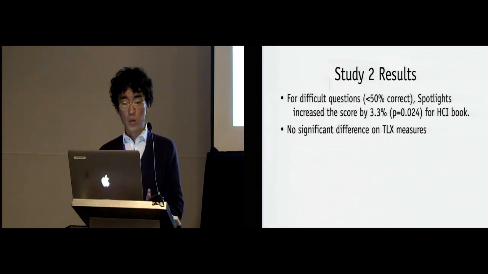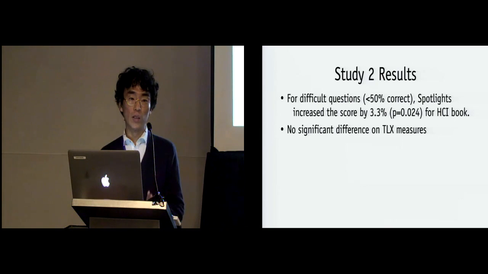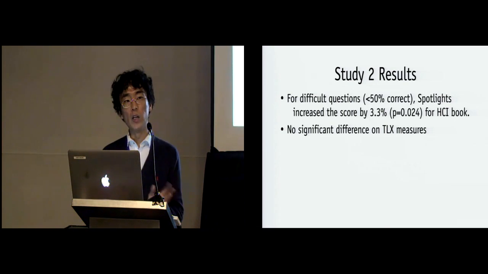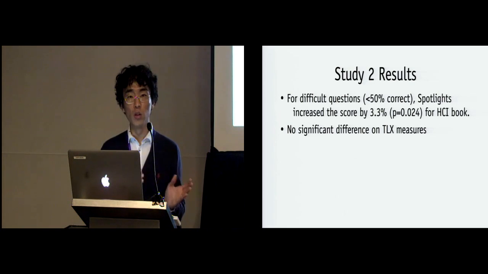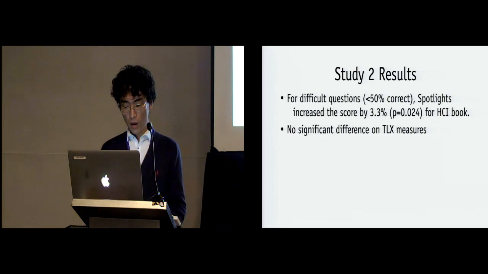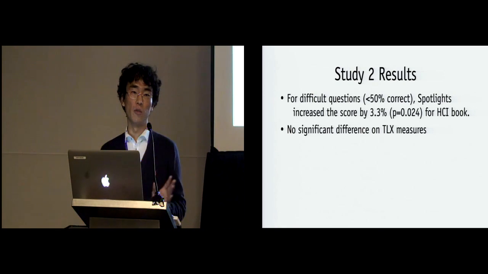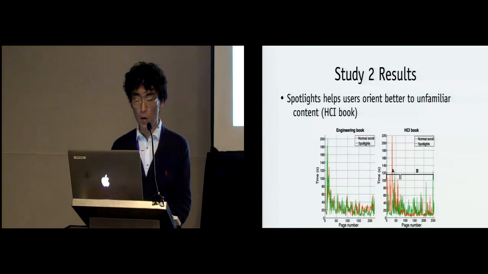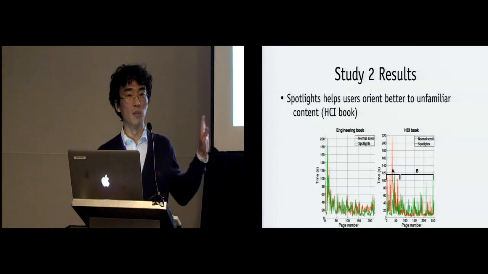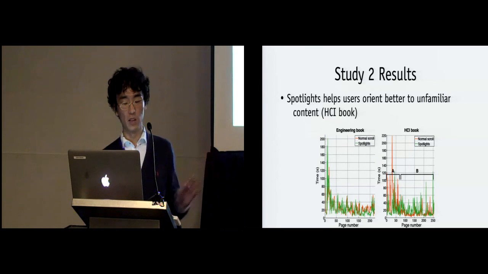And the results show that, especially for the difficult questions, spotlights increase the score when reading the HCI book. So spotlights is good for reading difficult books. And for the NASA TLX measures, there was no difference. This means that it does not increase any workload of reading compared to the normal scroll. And from the pattern of their scrolling, I think this is the most interesting part of this study.